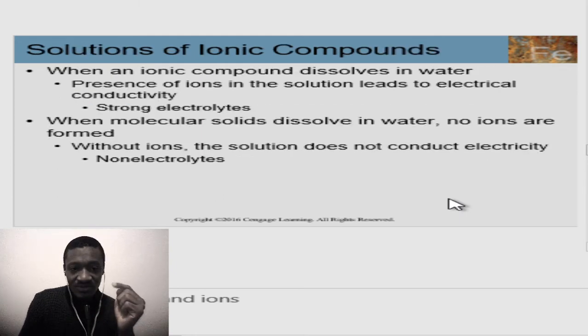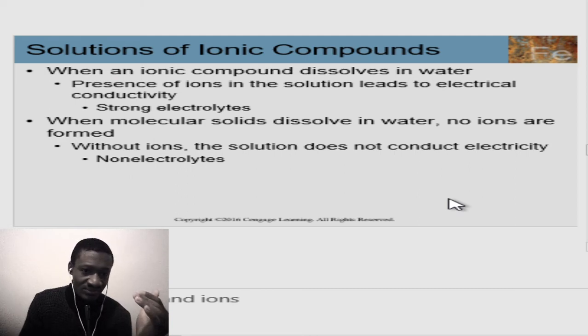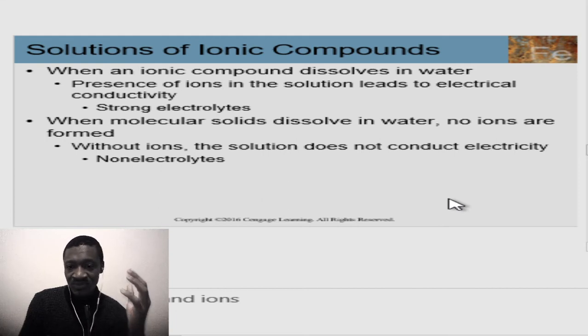Solutions of ionic compounds. When an ionic compound dissolves in water, the presence of ions in the solution leads to electrical conductivity. Electrical conductivity is simply the conduction of electricity on the basis of the ions present in that particular solution. When you have salt and water, notice that the salt doesn't just vanish, it's just broken down to its individual ions. That's why you see this whitish cloud with salt.